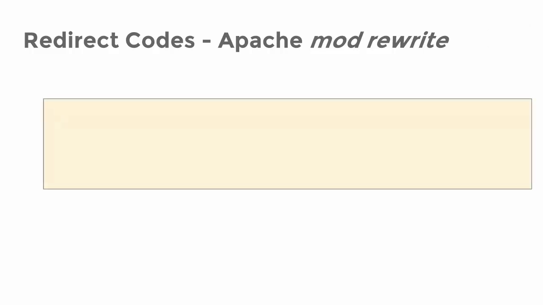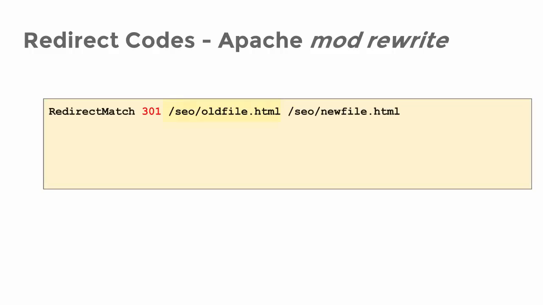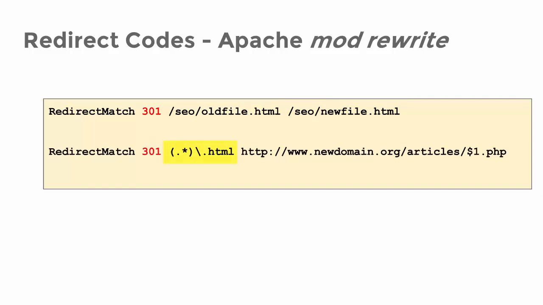The first example redirects a file named oldfile.html in the subfolder SEO to the new name of the file called newfile.html. In the second example, all files with identifier HTML are redirected to the subfolder articles of another domain called newdomain.org.